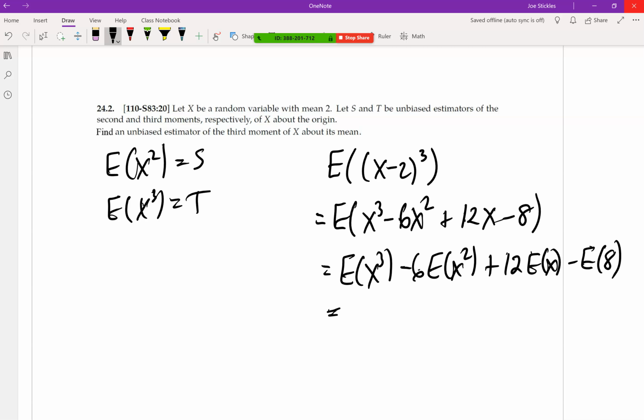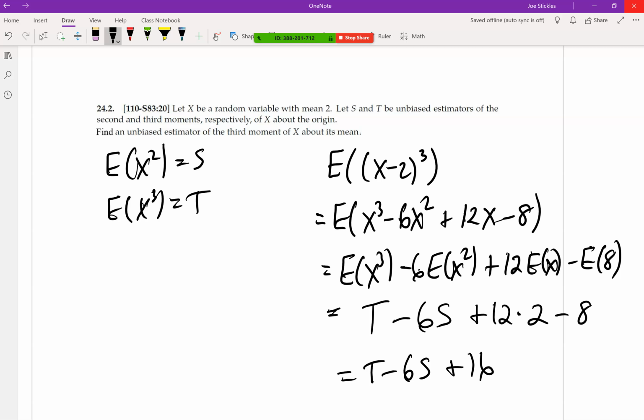Expected value of x cubed is t. Expected value of x squared is s. Expected value of x is 2, because they tell us the mean is 2. And expected value of a constant is just the constant. What is that, 16? So you get t minus 6s plus 16.